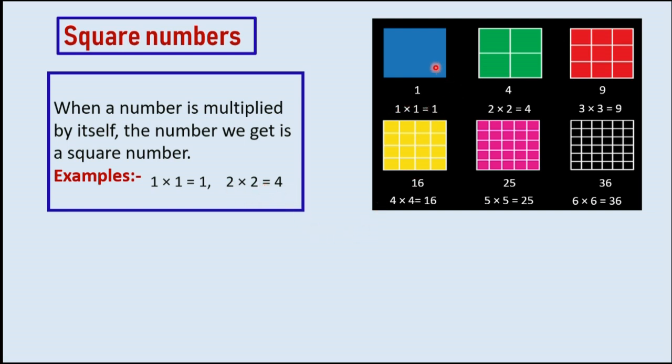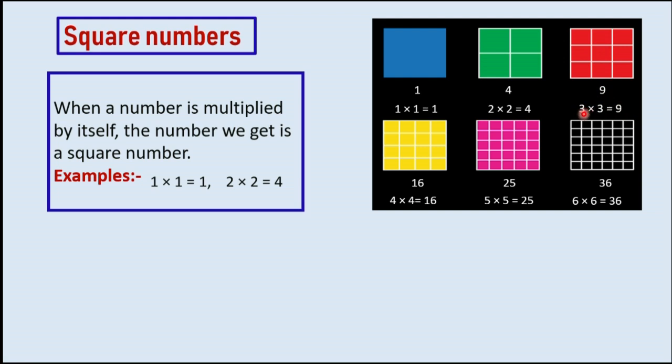Now here see, 1 square, 1 into 1. 2 square, 2 into 2, that is equal to 4. How many squares are you supposed to draw? 2 2s are 4 squares. 2 rows and 2 columns make what? 4 squares. Like that, 3 rows and 3 columns make what? 9 squares. 3 into 3 is equal to 9.